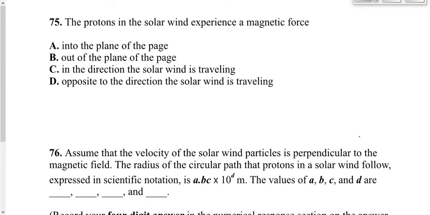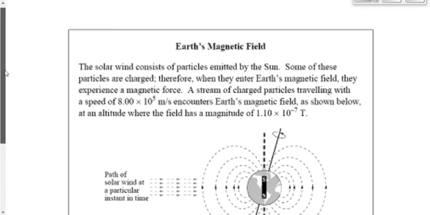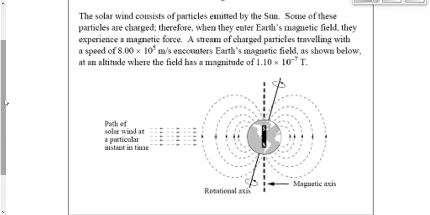75. It says the protons in the solar wind experience a magnetic force which way? We have protons moving to the right. We have a magnetic field caused by the Earth at that point, pointing upwards towards the top of the page. What hand rule are we going to use here? We have the wire grasp rule. We have the coil rule, which you're going to have a quiz on tomorrow, by the way. And we have the hand rule for deflection. Which rule are we going to use?